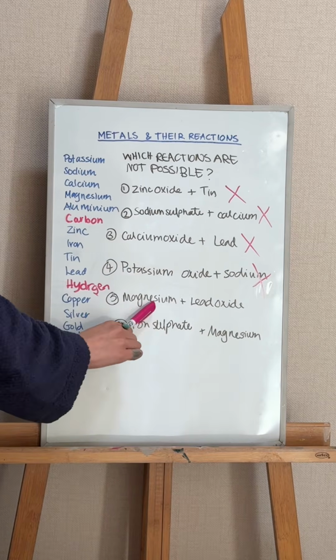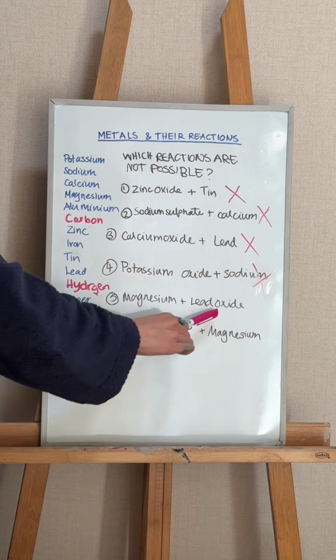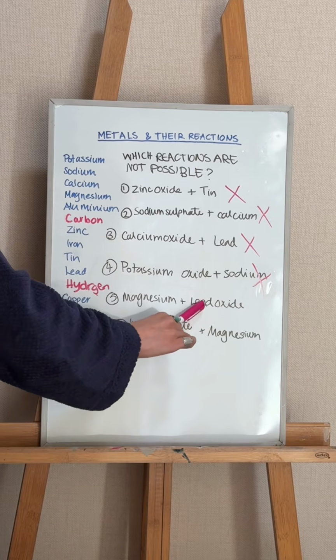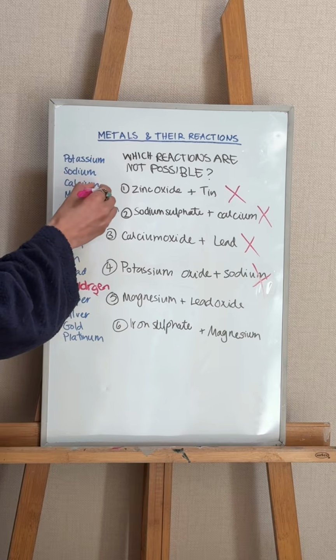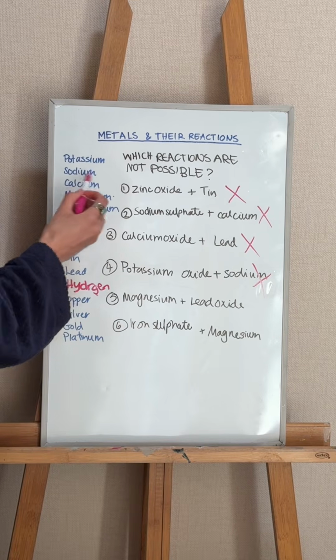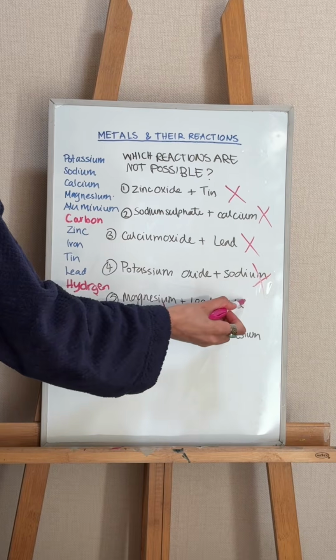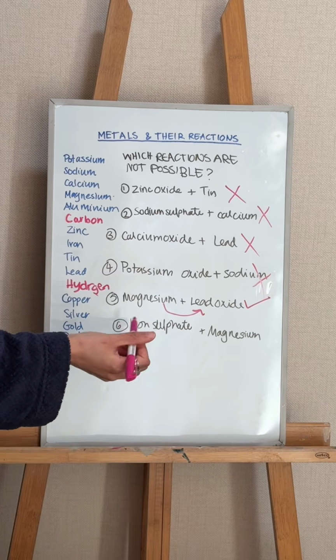What about here? Is magnesium more reactive than lead in its compound, and is it strong enough to kick out lead from its compound? Let's have a look. Magnesium is right here and lead is right here. So magnesium is much more reactive than lead. So this reaction will actually occur and this displacement will happen.